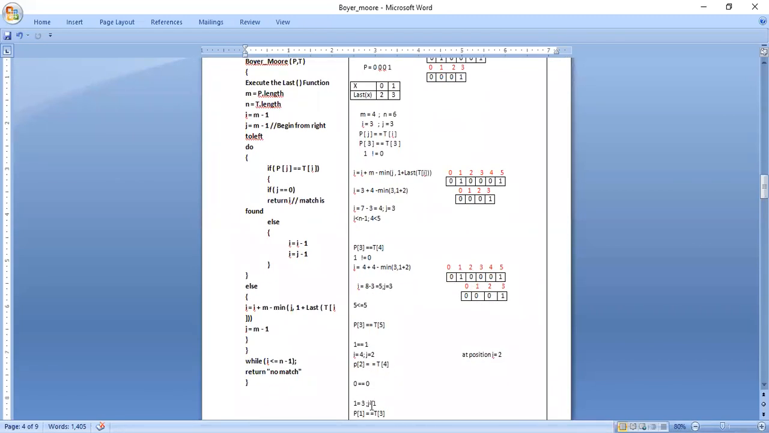So have you got this problem? Have you got this bad character rule of the Boyer-Moore? Please respond, anyone. Is it clear? Is it clear, ma'am? Yes.